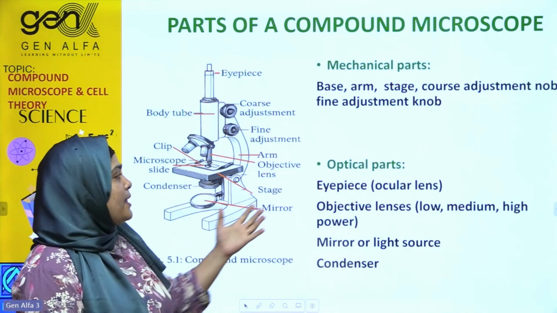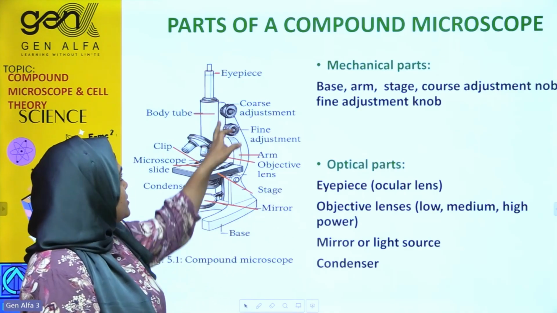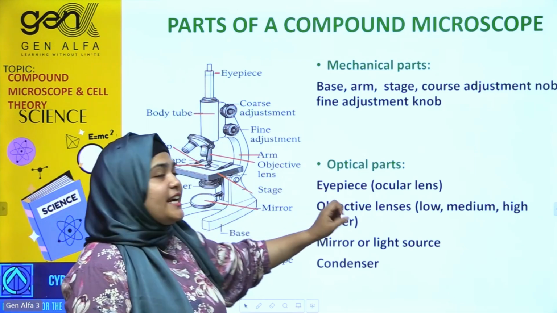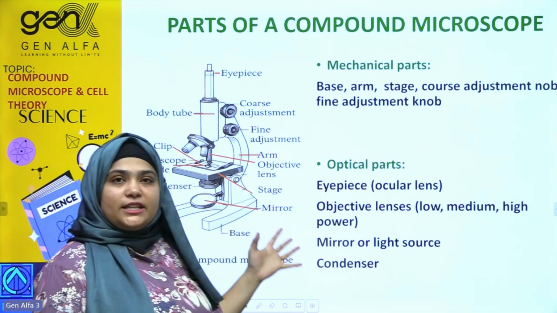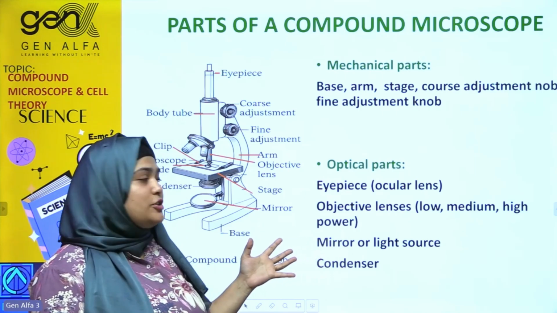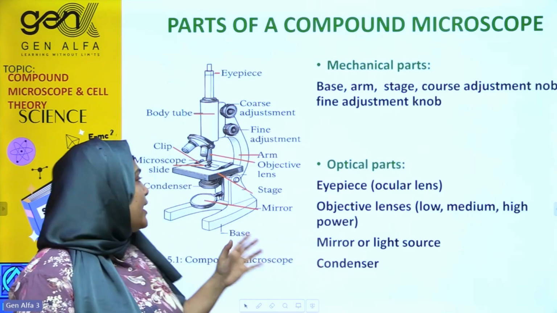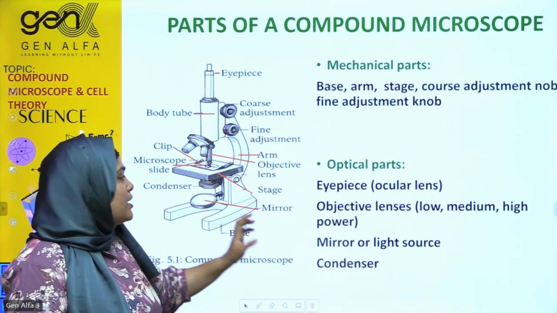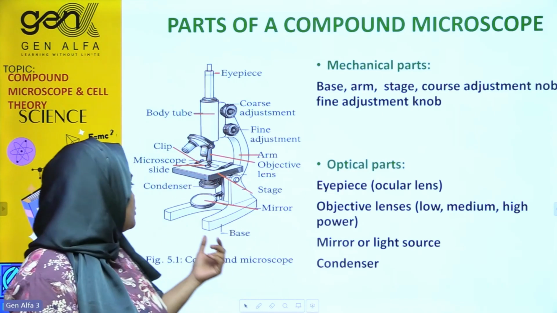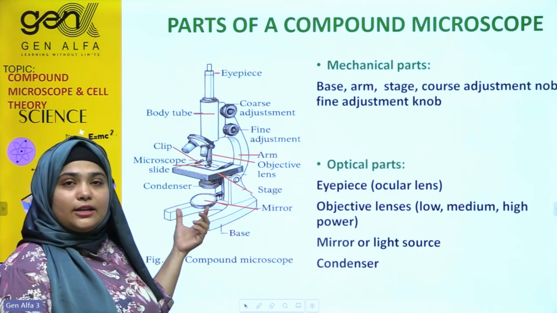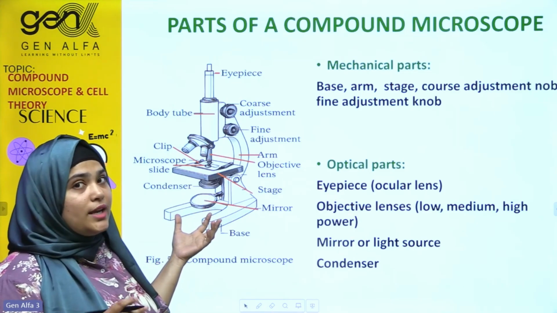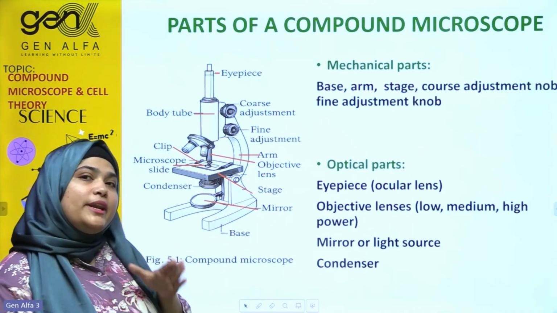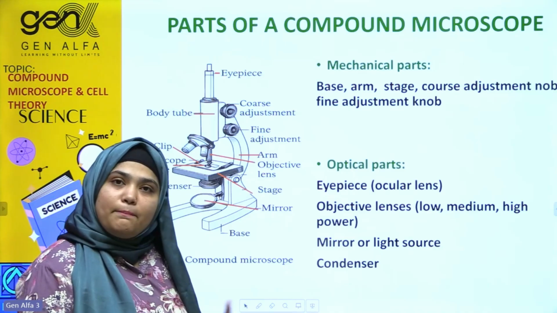What are the parts? Eyepiece. This is the eyepiece here on the top of the microscope. Objective lens. And these objective lenses have different magnifications: low, medium, and high. These are the objective lenses, three. Look here. Next, mirror or light source. This is the mirror, from which the light source will come. Condenser. The condenser is also going to illuminate the light on the mirror.